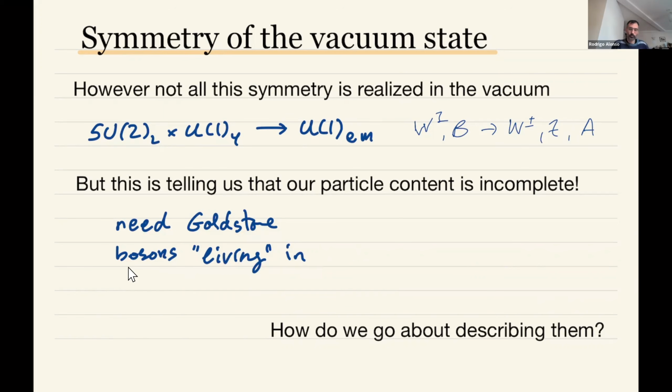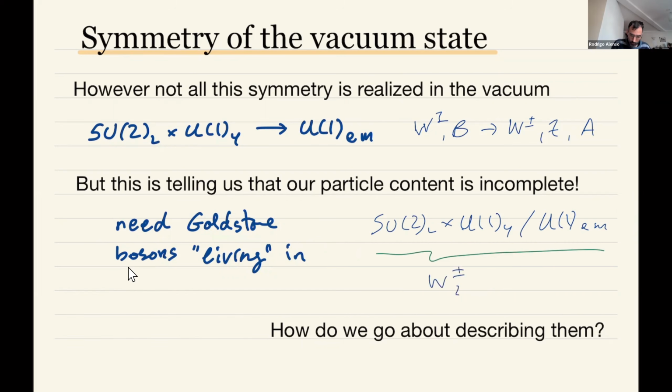that belong in that same space where the broken gauge bosons live, and that's none other than SU(2) times U(1) modulo U(1) electromagnetism. And out of these, we will get those longitudinal degrees of freedom for the W and the Z. Now the question is, how do we go about describing such a peculiar looking space, or the scalar fields in such a space?